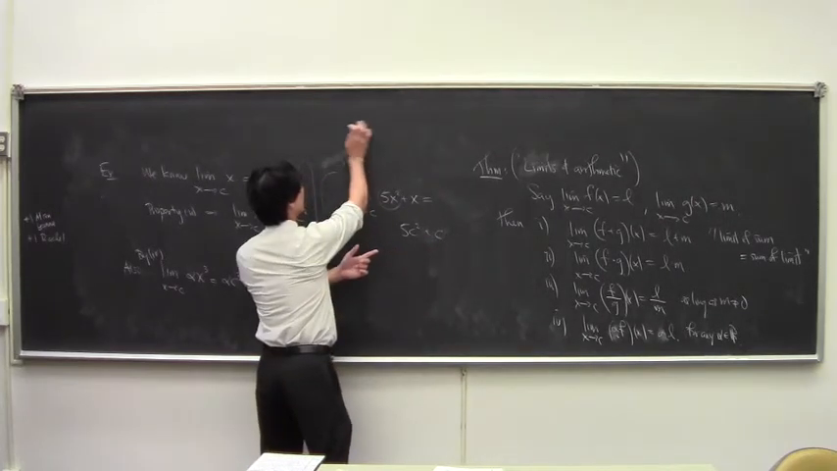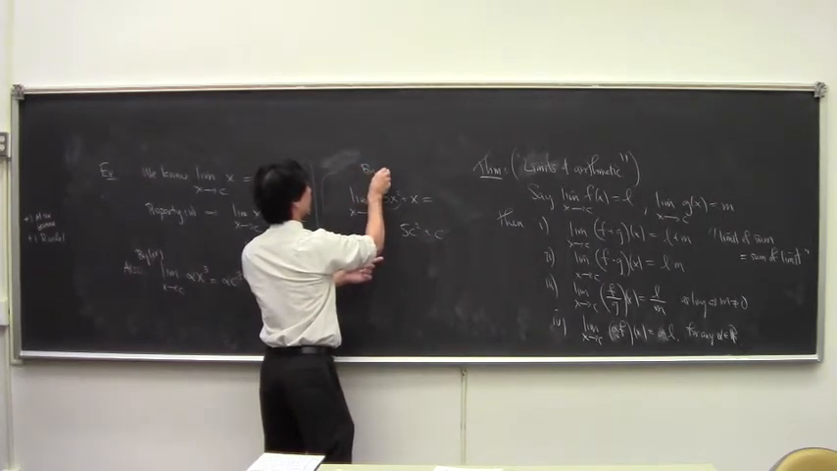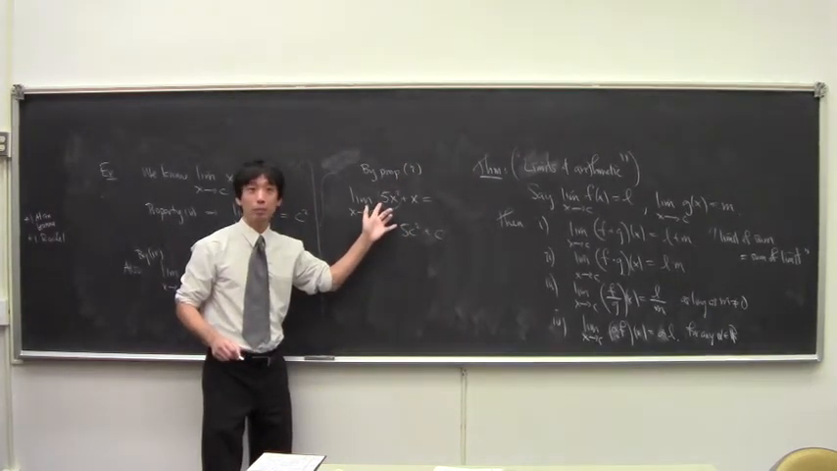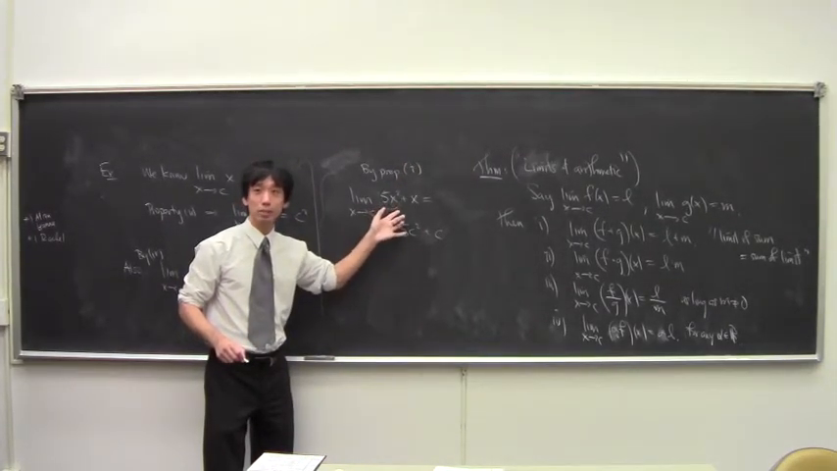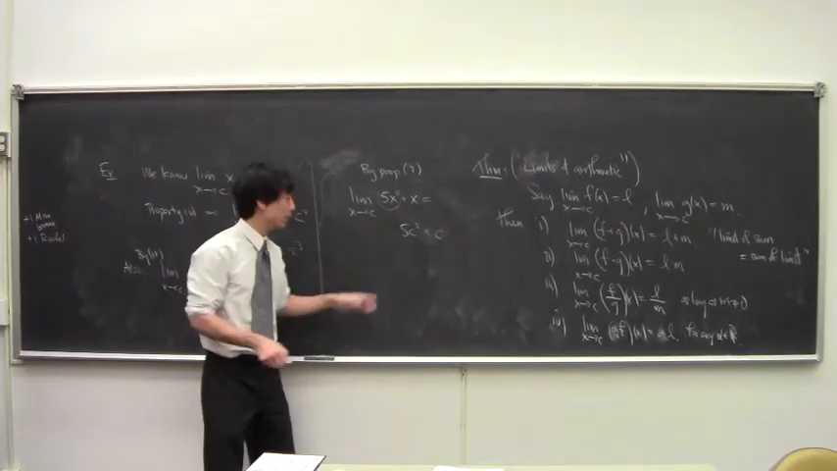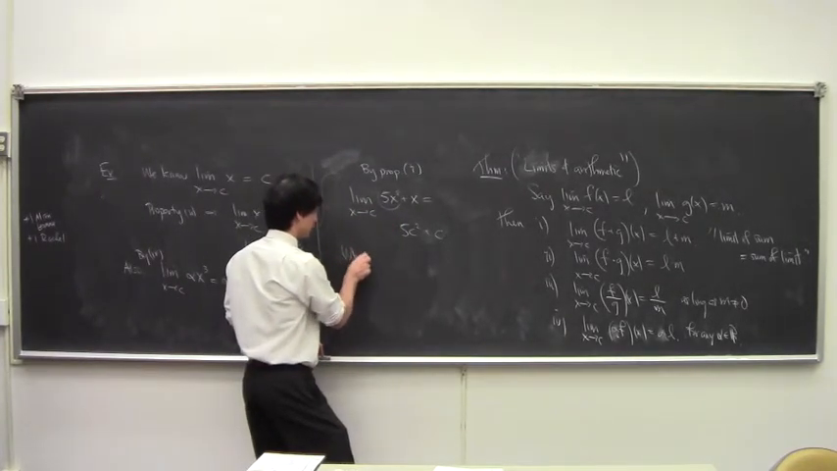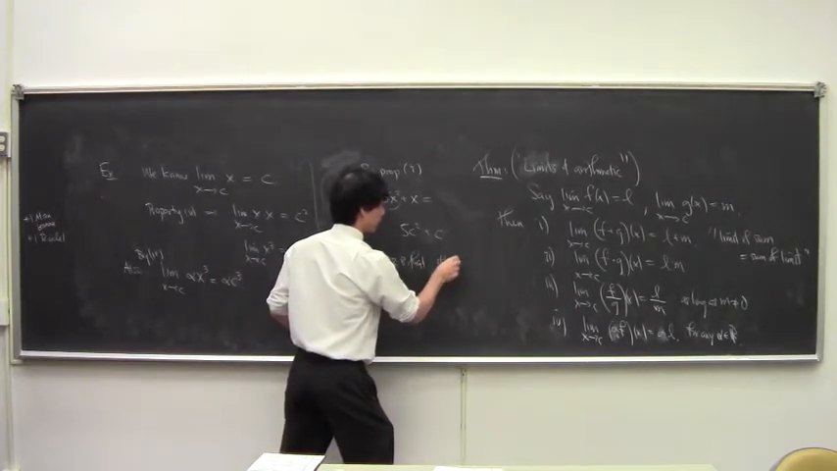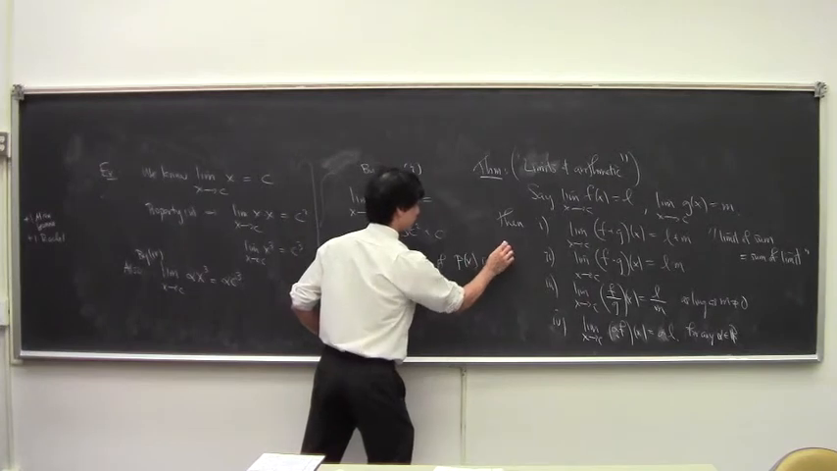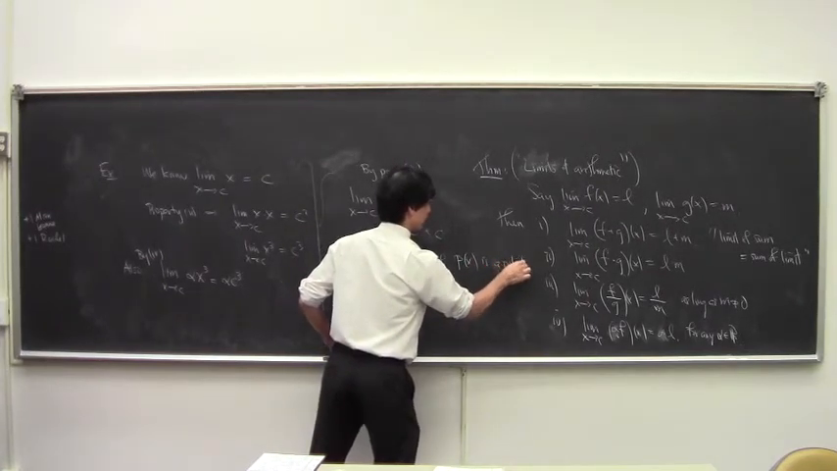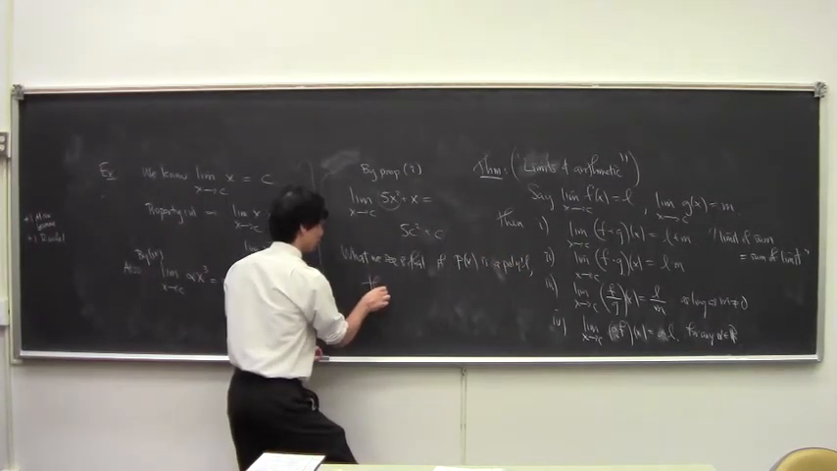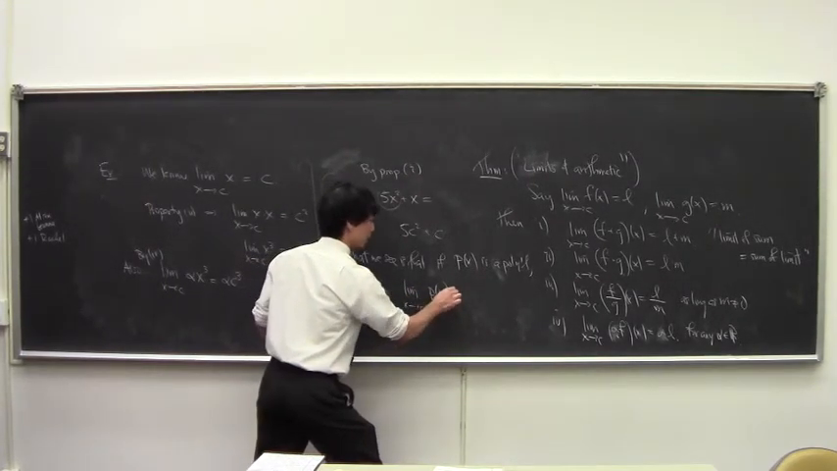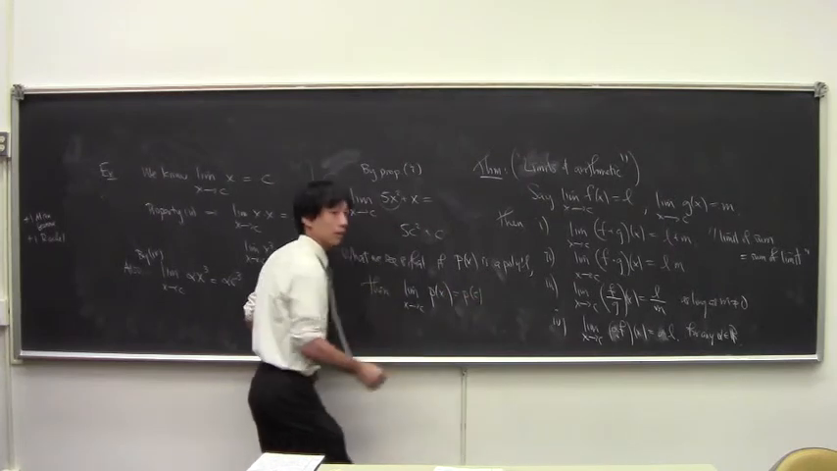Okay, so by property 1, what we see is that polynomials can just be evaluated. What we see is that if p of x is a polynomial, then the limit of p of x as x approaches c is just p evaluated at c.